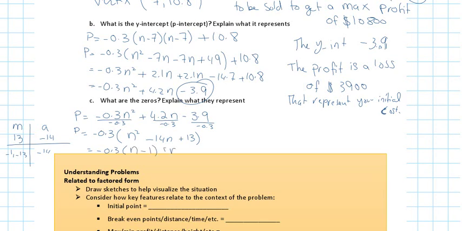Is it now fully factored? Yes. What are my zeros? 1 and 13. Because remember, you take each factor and you equal it to 0. So n equals 1. You take the second factor, you equal it to 0. n equals 13. So that means your two zeros are going to be 1,000 chocolate bars and 13,000 chocolate bars. Right? So let's put all of this together here.